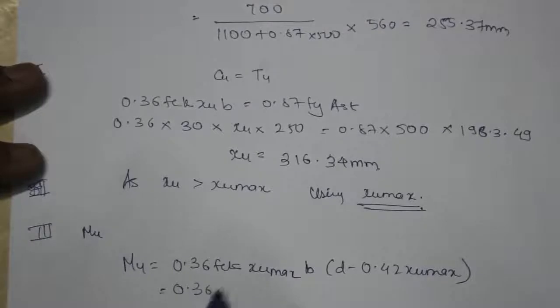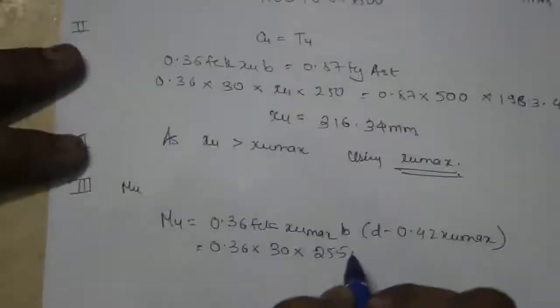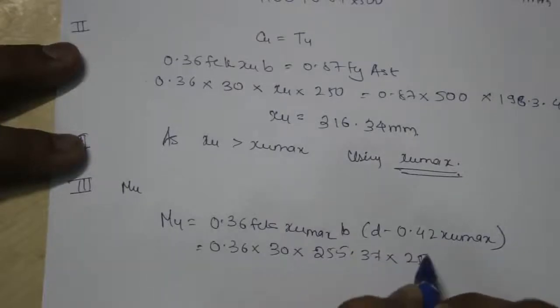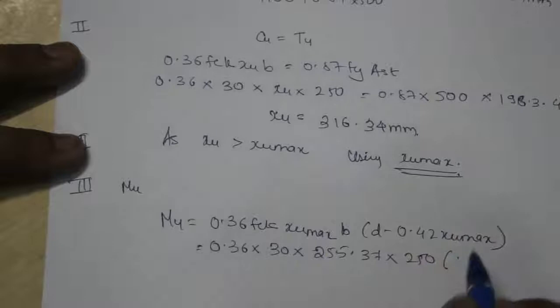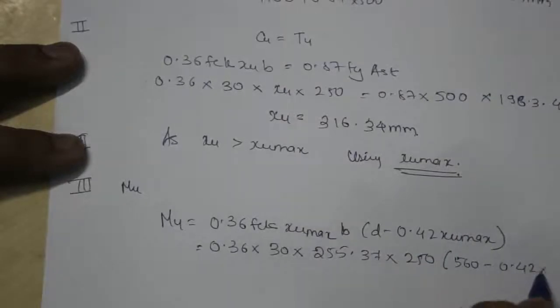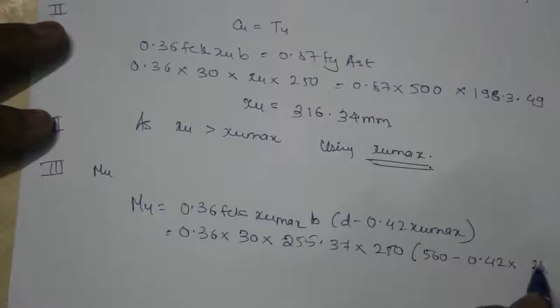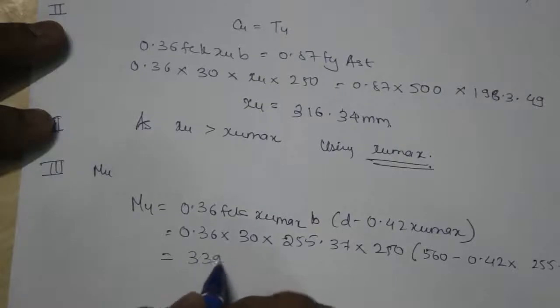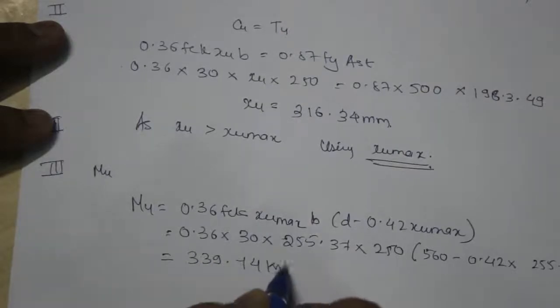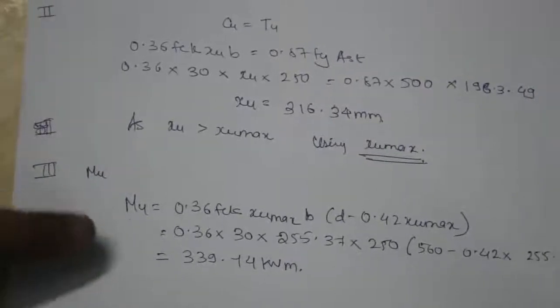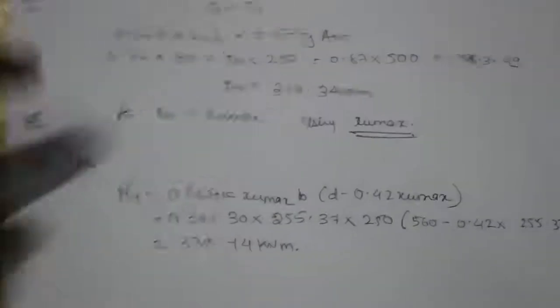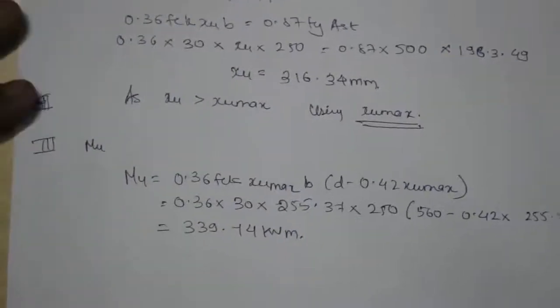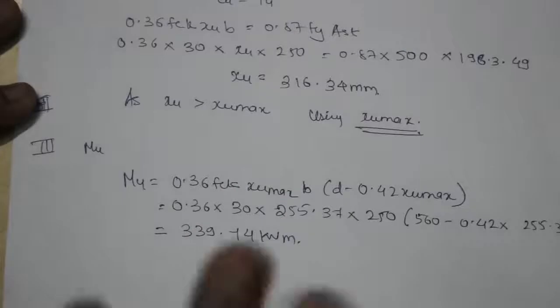So that will be 0.36 multiplied by 30 into xu max value, which was 255.37, multiplied by 250 multiplied by the effective depth, 560 mm, minus 0.42 into 255.37. So if you calculate, you will get 339.74 kilonewton meter. But that's not what is asked in the problem. We have to find out the maximum UDL the beam can carry. So this is the moment, and it is given to us that this is a simply supported beam.